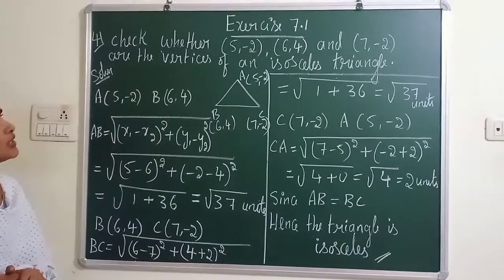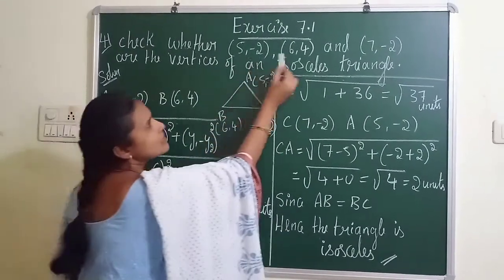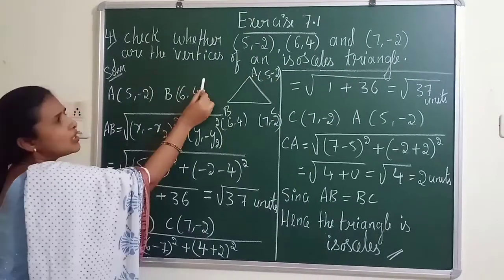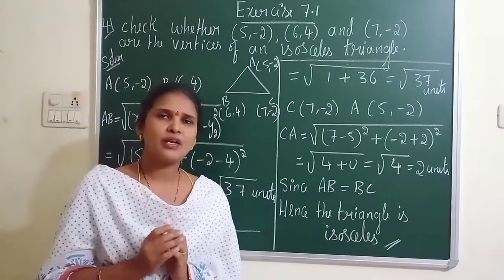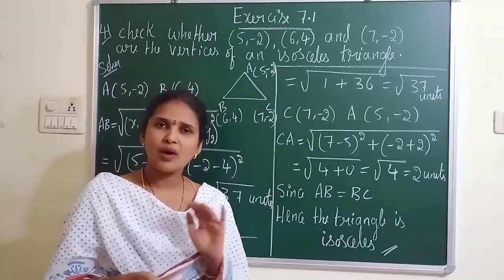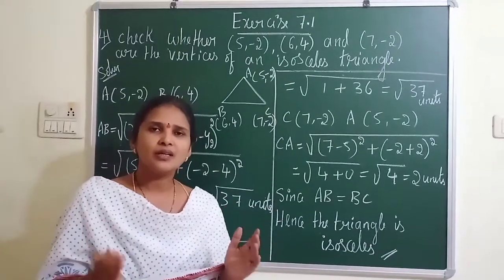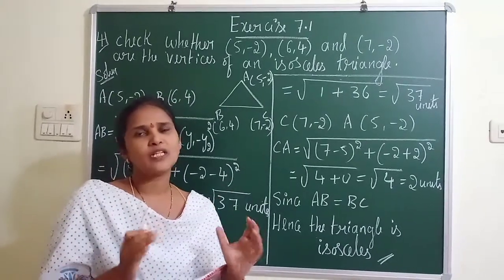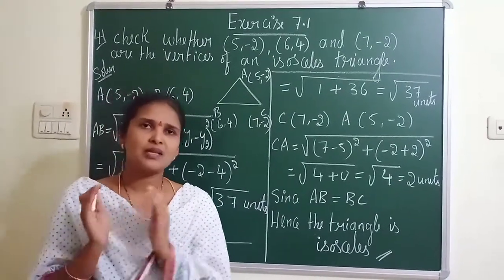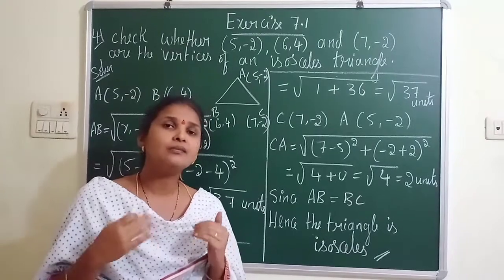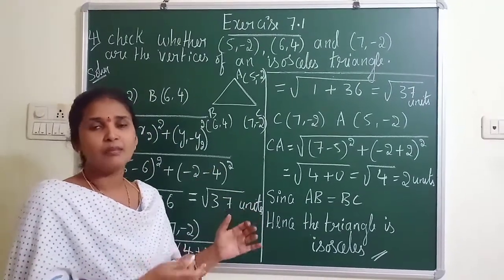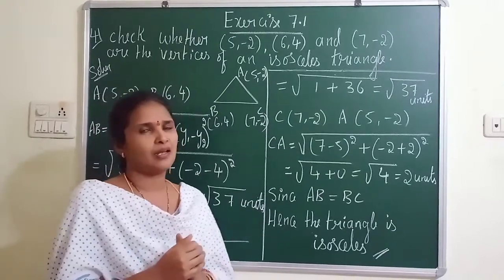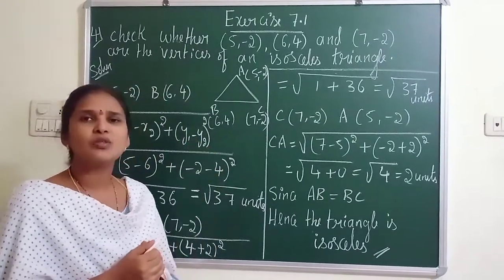This question tells, check whether these 3 points are the vertices of an isosceles triangle. Means in the previous session I explained to you what is the inequality property. Inequality property tells you whether the given points form a triangle or not. Means the sum of two sides should be greater than the third side. But here it is already given that it is a triangle, but we have to name the type of triangle. Means we have to prove that it is an isosceles triangle.